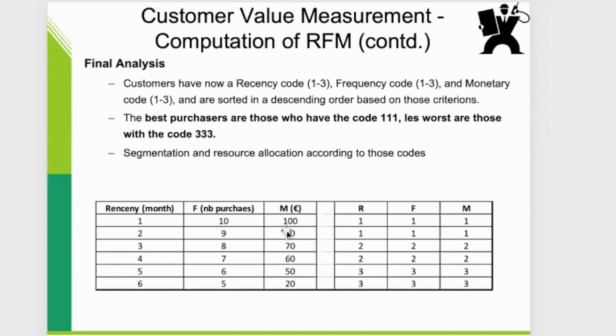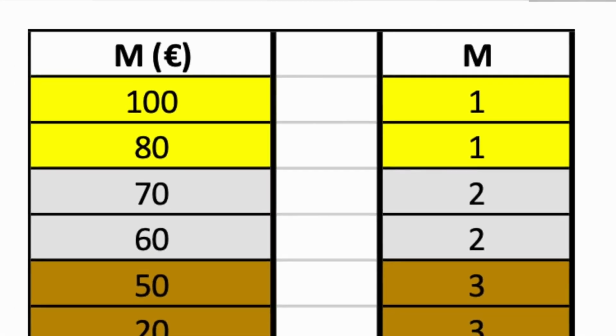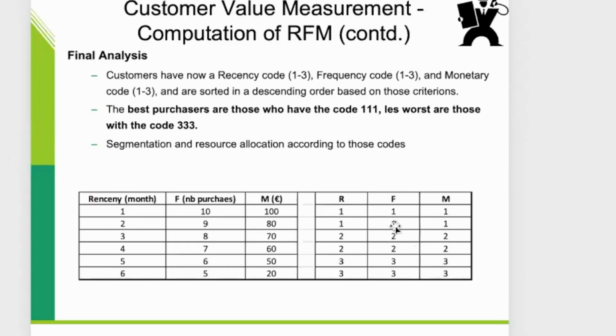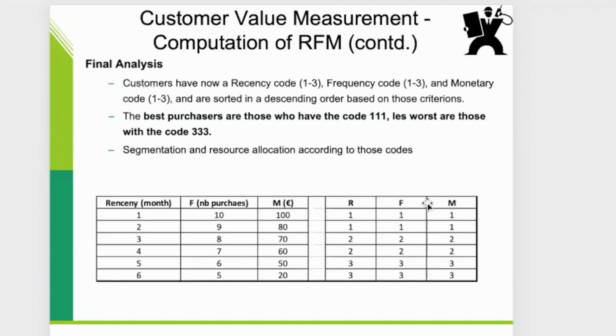So group 1, I will have score 1. Group 2, I will have score 2. And group 3, I will have score 3. Now we have the RFM table in the database. So we have created 3 new variables, RFM, recency, frequency, monetary amount. And now your best purchasers are those here with the code 111. The worst customers are here with 333.